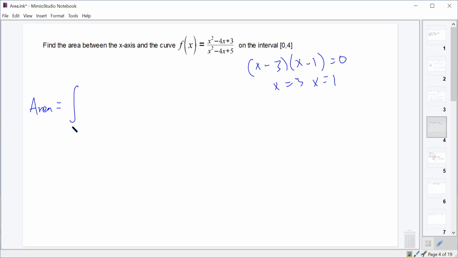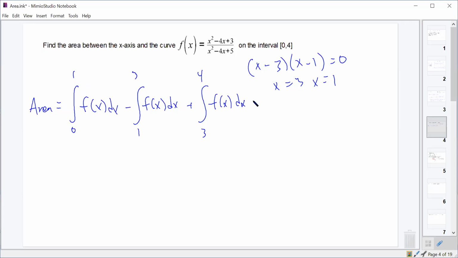So we know that what we should end up with here for our area is an integral from 0 to 1 of f of x, minus the integral from 1 to 3 of f of x dx. And we have to subtract that one because it's below the x-axis. And then plus the integral from 3 to 4 of f of x dx because it's back above the x-axis. Everybody good with that?